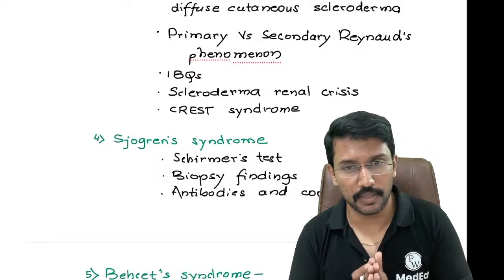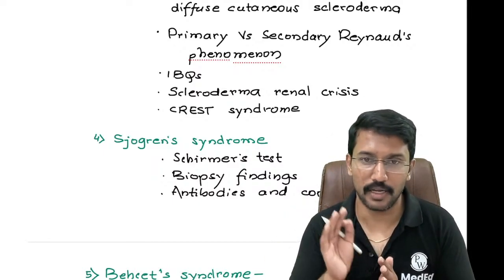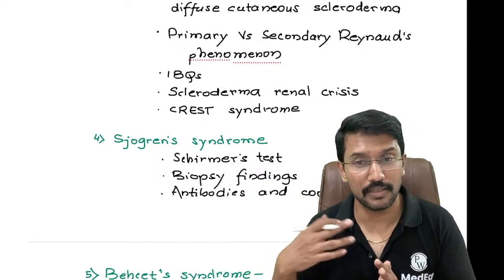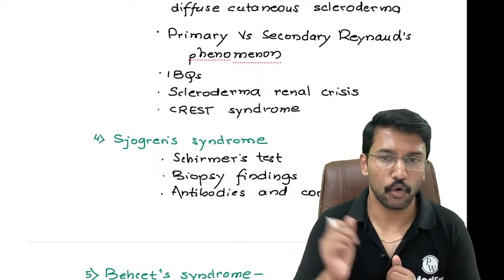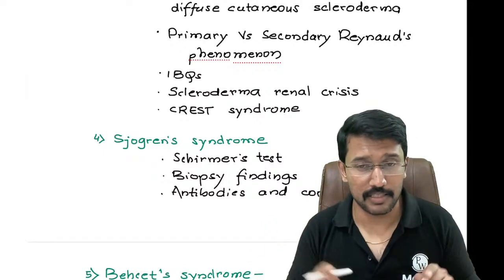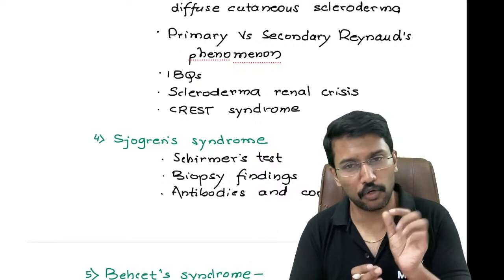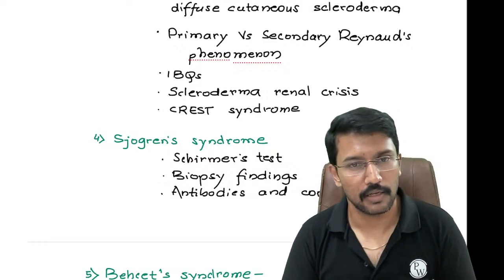Which antibody correlates with it? Because it is seen in diffuse cutaneous, the antibody is the one that is diffusely present. Yes, anti-DNA topoisomerase antibody. Remember, DNA is diffusely present inside the cell. Centromeres have limited presence inside the nucleus.